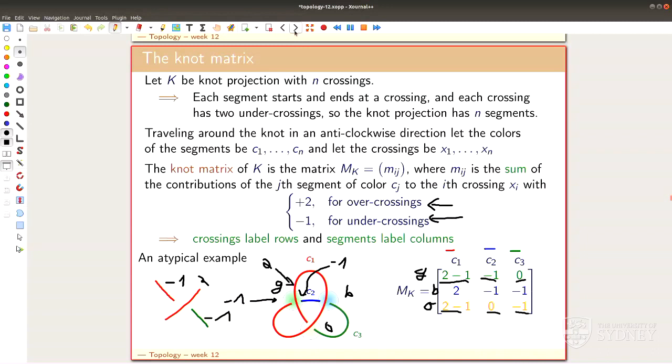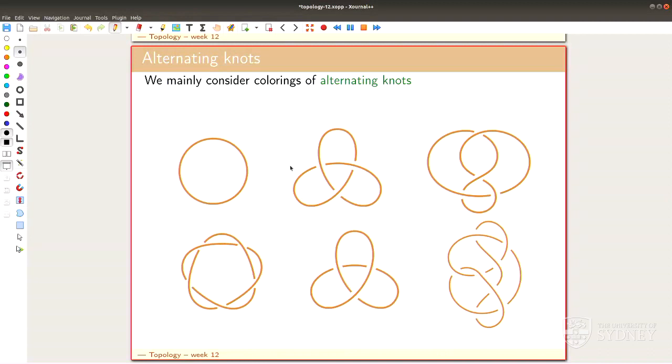OK, before I can make a statement, so essentially the result will be solve the linear system in that matrix, and that will be your colorings. But that's not quite true. We need to restrict to a certain type of knots, which are all the knots we will really ever see. And we call them alternating. So alternating knots are just much easier than general knots.